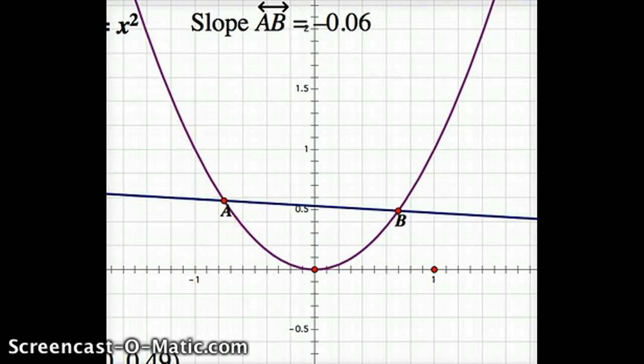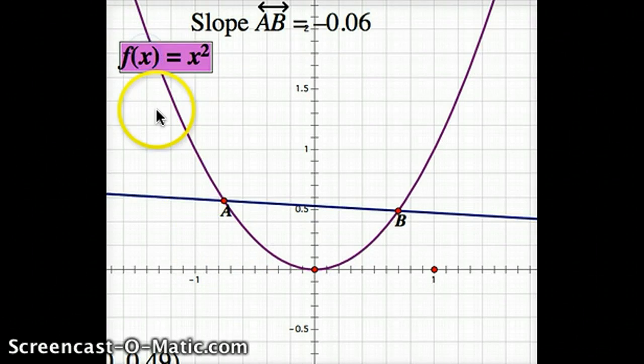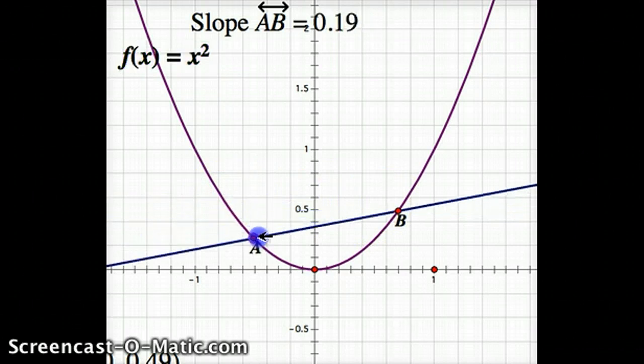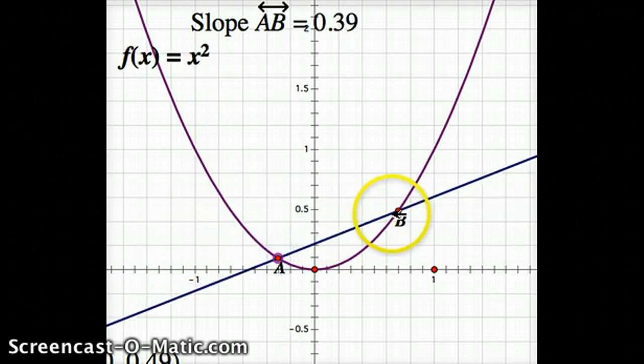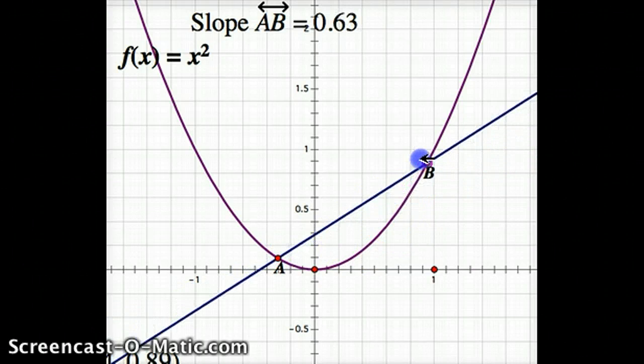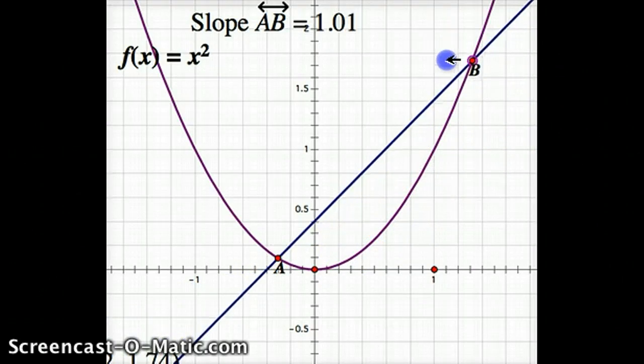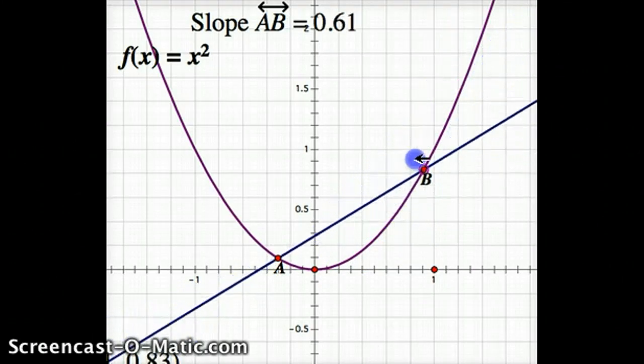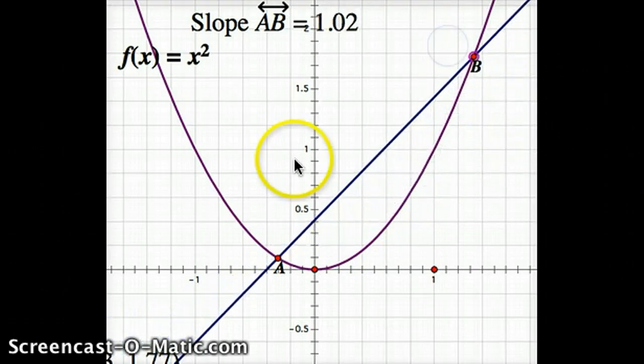Okay, students. So here I have a function. f of x is equal to x squared, and the curve is graphed right here. And I have a line that's joining 2 points. Now remember, a line through 2 points on a curve forms what's called a secant line. And this blue line is my secant line.